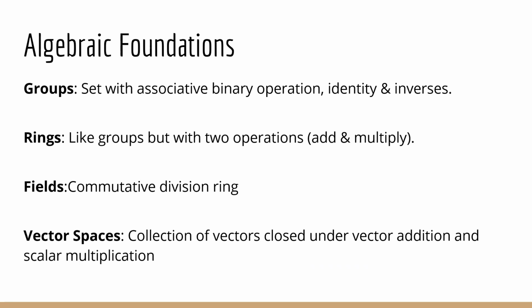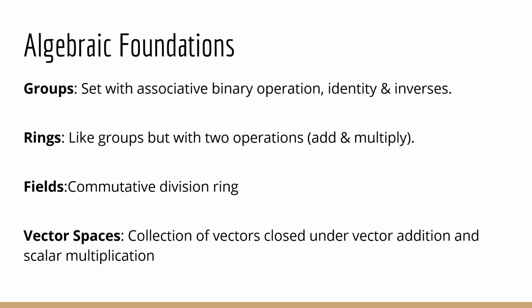We start off with basic definitions in algebra: groups, rings, fields, and vector spaces. Groups are a set with an associative binary operation, identity, and inverses. And rings are defined like this: a set R which has two operations, addition and multiplication.